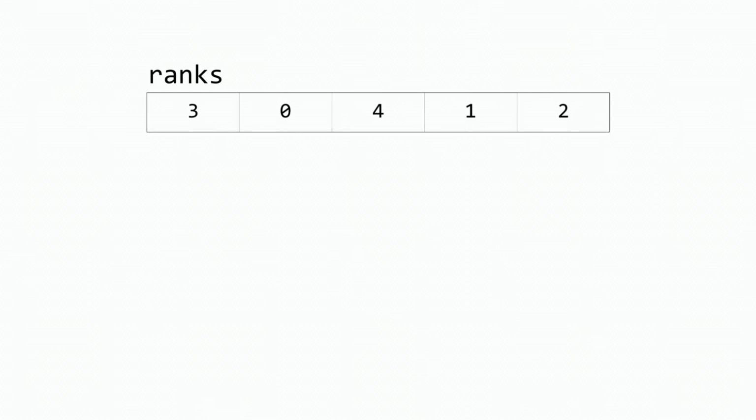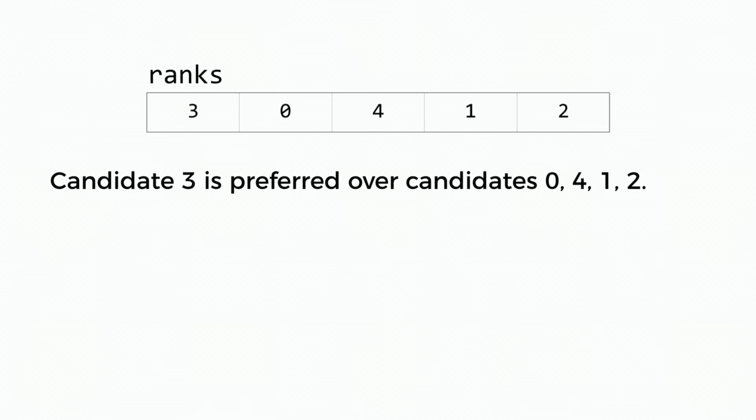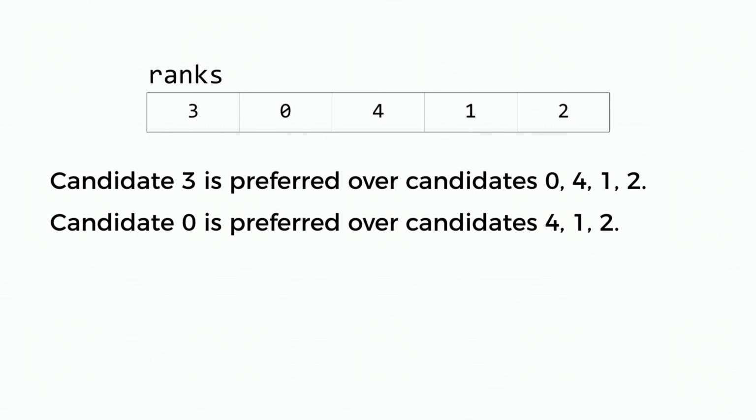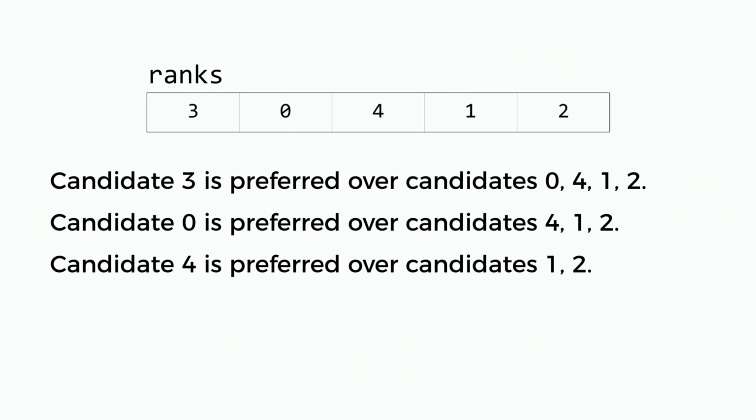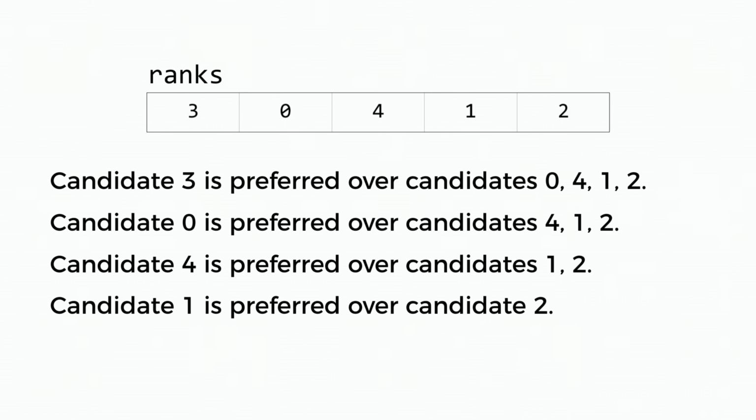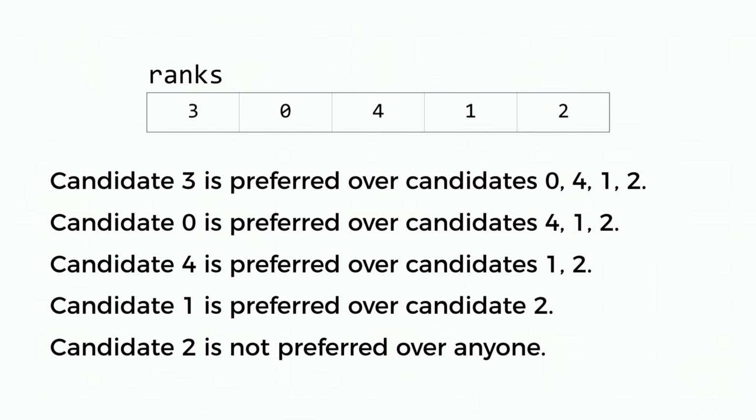And what does this actually mean? Well, remember that ranks[0] is the voter's top preference. So candidate 3 is this voter's top preference, which also means that candidate 3 is preferred over candidates 0, 4, 1, and 2. Candidate 0, meanwhile, is preferred over candidates 4, 1, and 2. Candidate 4 is preferred over candidates 1 and 2. Candidate 1 is preferred over candidate 2. And candidate 2 was ranked last, so candidate 2 is not preferred over anyone.